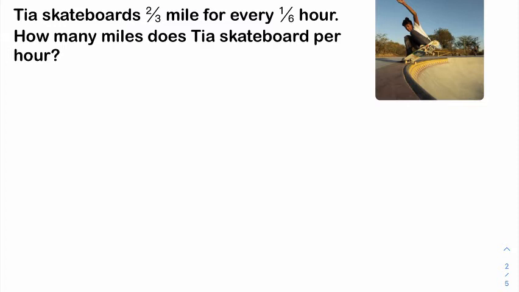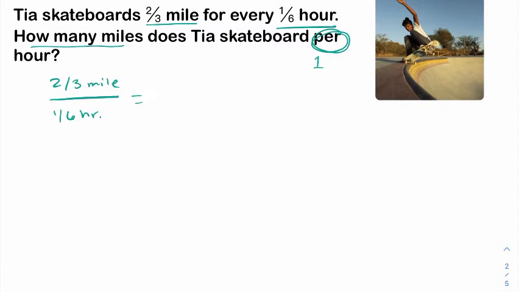First, I'm going to take this important information from the problem to create a rate. So we have 2/3 of a mile, and this happens every 1/6 hour. The problem is asking for the number of miles per hour, and per means 1. So we need to find the miles in 1 hour. Well, let's take a look.